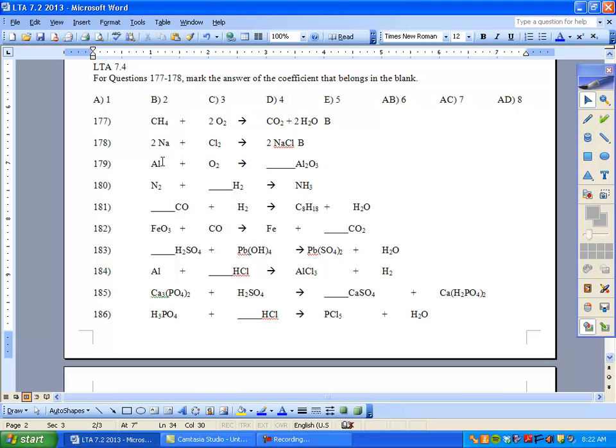Number 179, I need to balance my oxygens first. So if I make this a 2, that's going to give me 6 oxygens, which makes this a 3. And then I'm going to have 4 aluminums over here. So my correct coefficient is 2, which means I have another B as my answer.